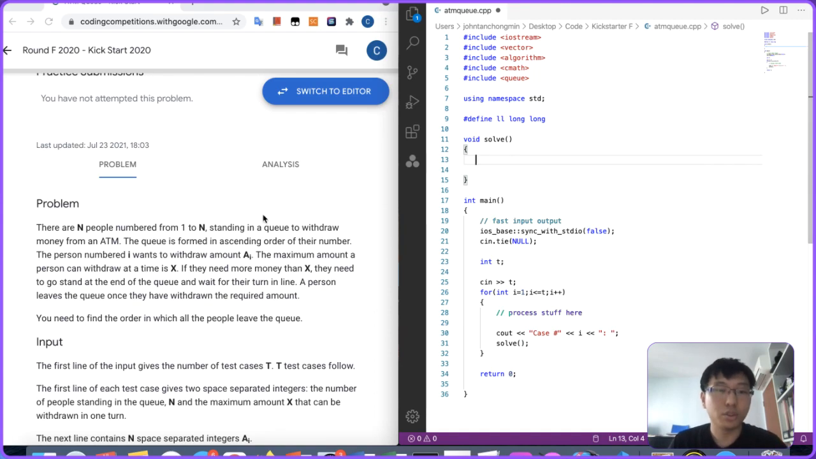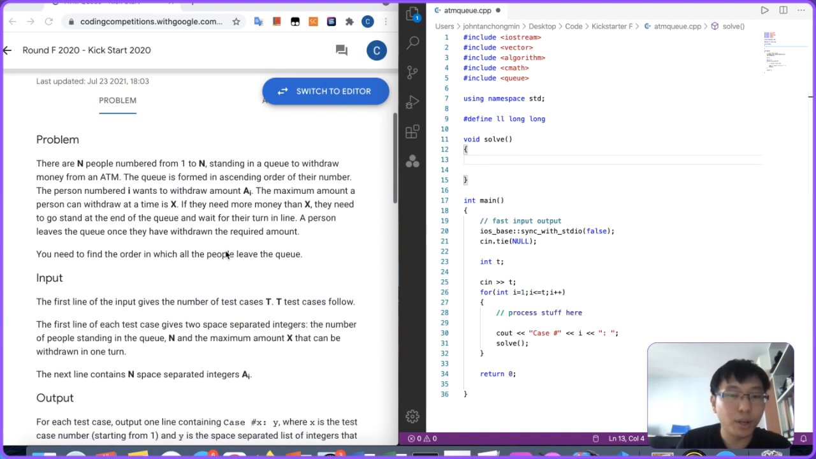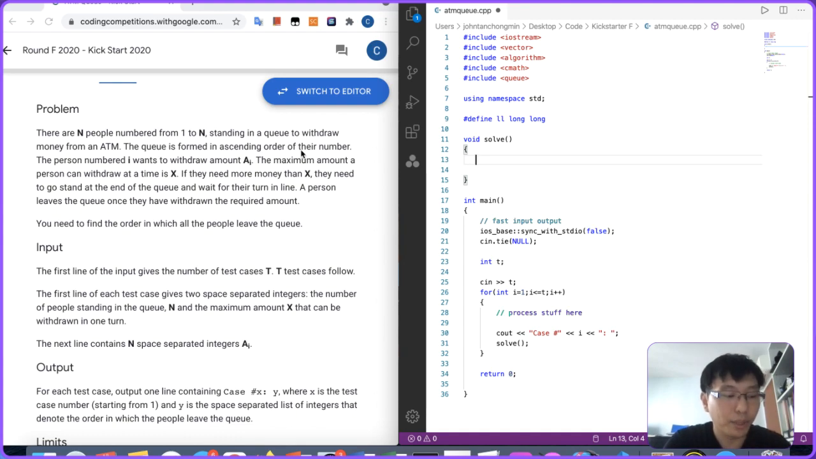Okay, so now there are n people numbered from 1 to n standing in a queue to withdraw money from an ATM. The queue is formed in ascending order of their number. If person numbered i wants to withdraw amount Ai, the maximum amount they can withdraw is X. If they need more money than X, they need to go stand at the end. What a lousy system. If they need more money than X, they need to stand again and wait for a turn. Alright. You need to find the order in which all people leave the queue. This seems like a simulation problem.